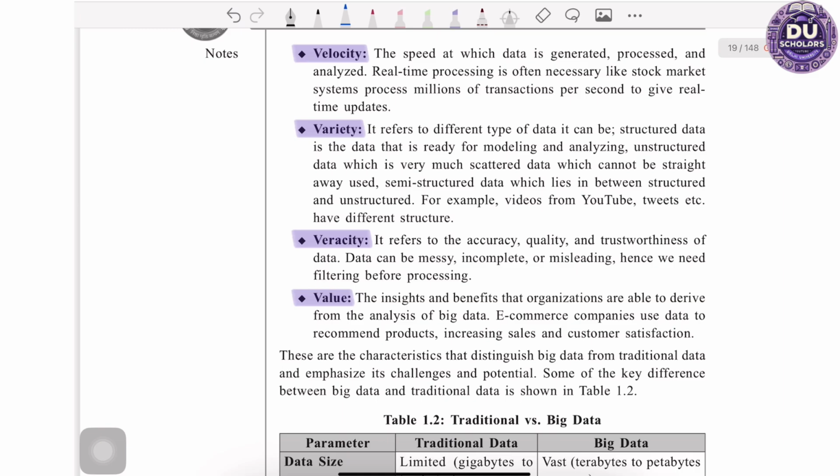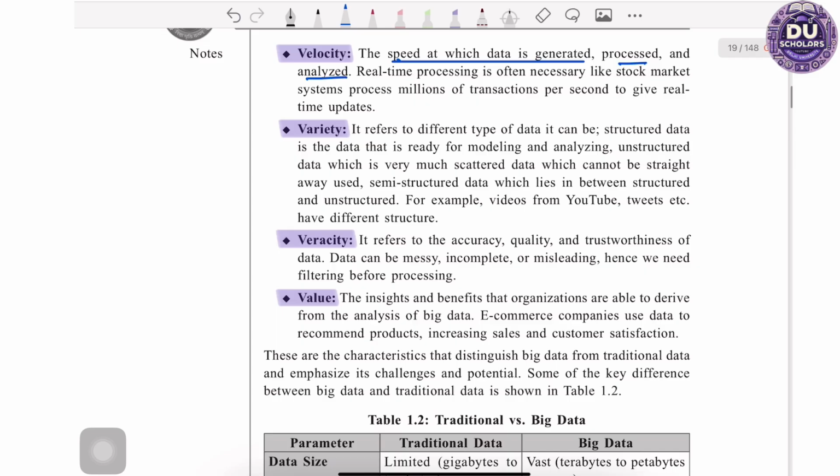So velocity, the speed at which the data is being generated, processed, and analyzed, is so high. Real time processing is very often necessary, like a stock market system processes millions of transactions per millisecond to give real time updates. Not only the stock market, we know that it's changing even every millisecond. That's why the data is very huge. In any field of industry, the velocity of data, the speed at which the data is generated, processed, or analyzed, is quite huge, right?